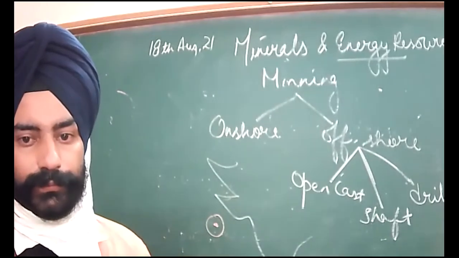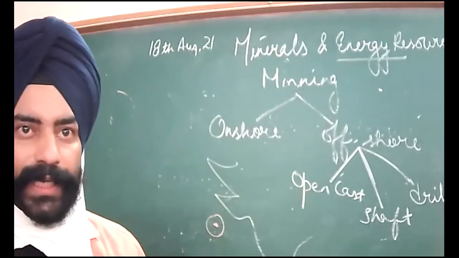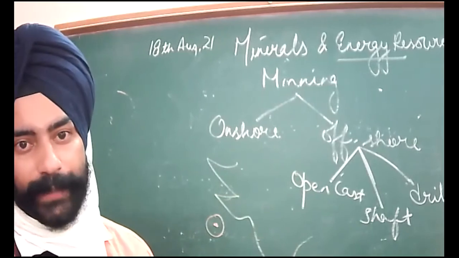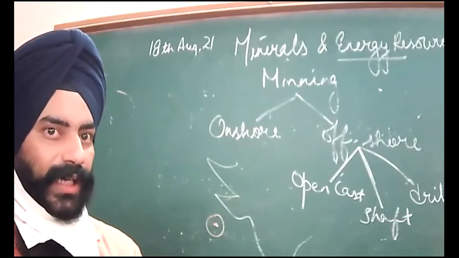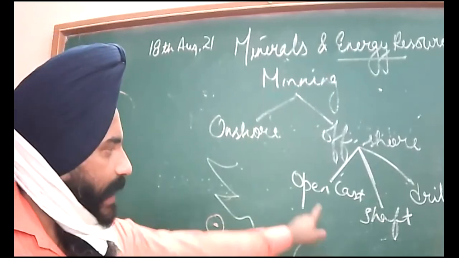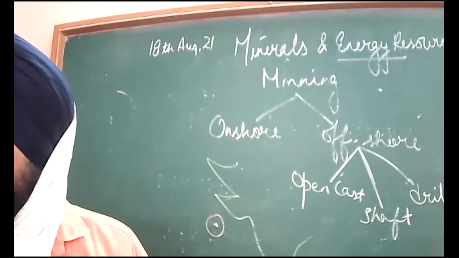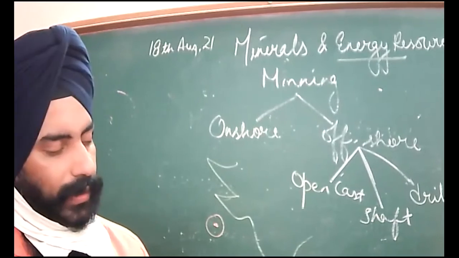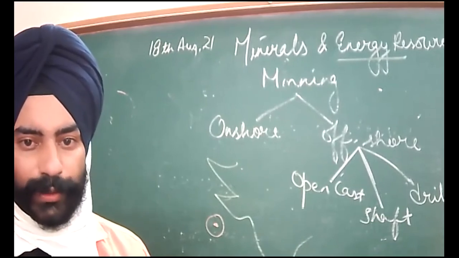Next. Yes, one thing is remaining. In open cast mining, we discussed that the minerals lie near the surface of the earth crust. This process is also known as quarrying, Q-U-A-R-R-Y-I-N-G. When we extract the minerals with the removal of the topmost layer, it is known as open cast mining or quarrying. Limestone and marble which are extracted in Rajasthan and Gujarat are extracted through this process.